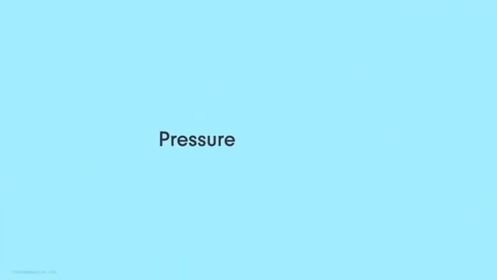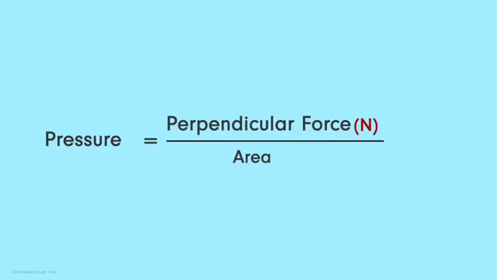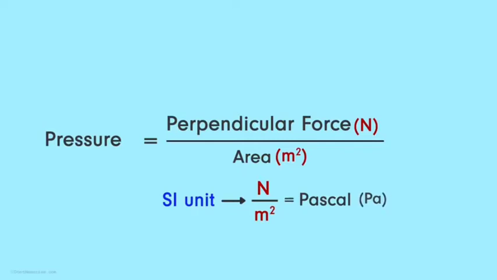We define pressure as the perpendicular force acting on the surface of an object per unit area on which it's acting. It's easy. Force acting per unit area. We already know that the SI unit of force is Newton, denoted by N, and that of the area is meter squared. So the SI unit of pressure is Newton per meter squared. It is also called Pascal, which is denoted by Pa.